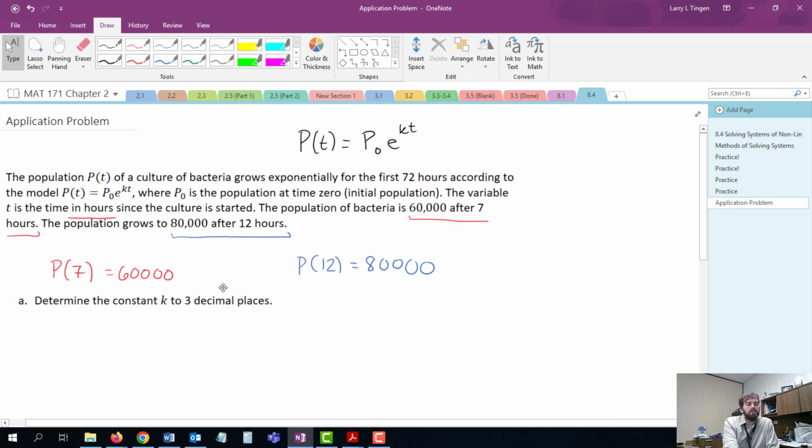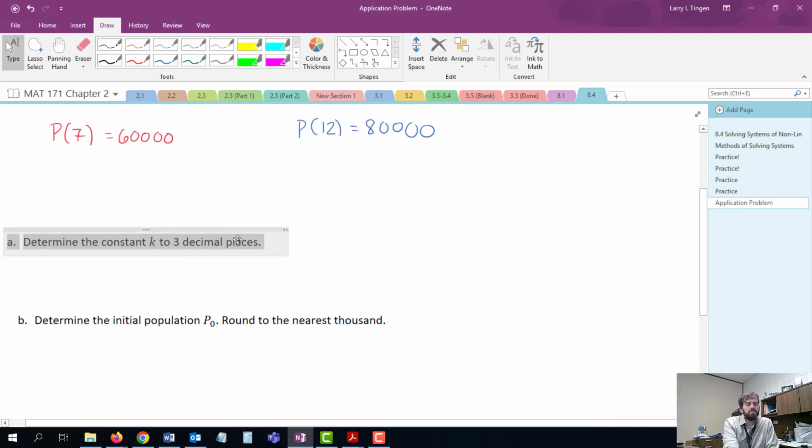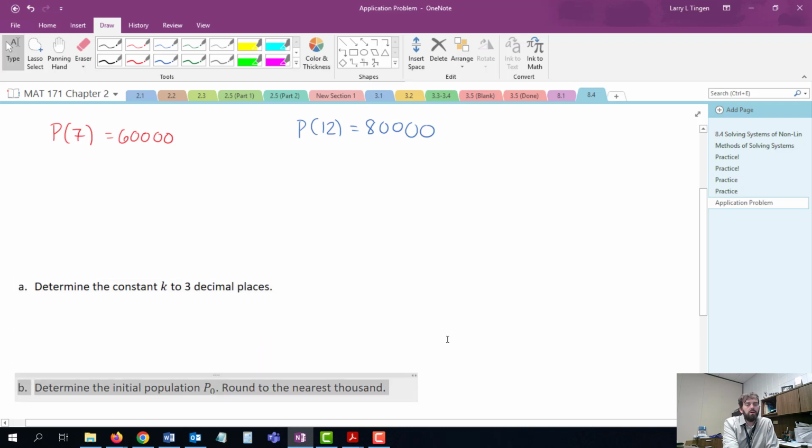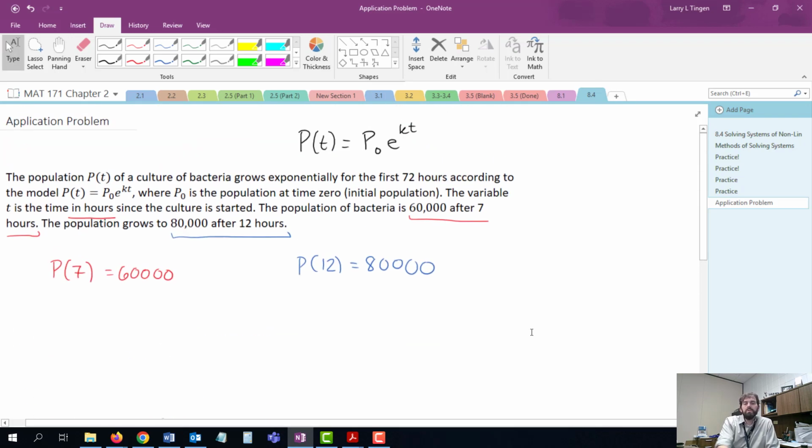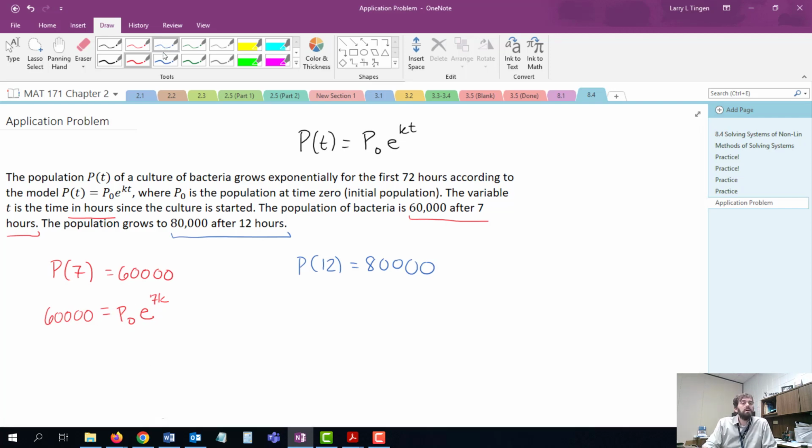So let me just make a little bit of space here and get everything together. So this means what? This means that 60,000 is equal to P naught times e to the 7k, because the t is 7. So I've got 60,000 is equal to P naught e to the 7k. And the other data point tells me that 80,000 is equal to P naught e to the 12k.